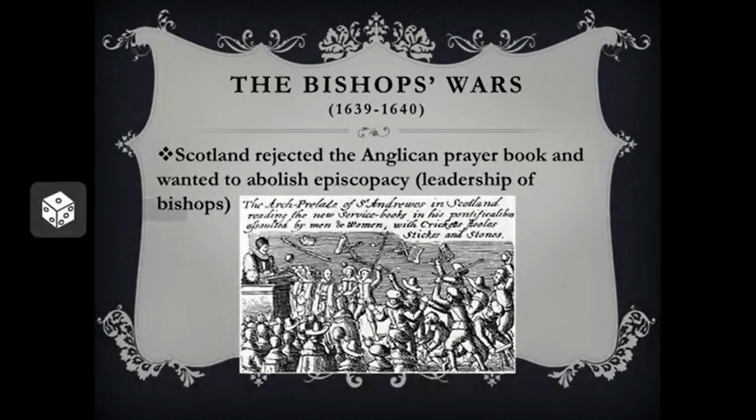And when King Charles hears this, he says, oh, the people of Scotland are in revolt. I need to raise an army. Well, to raise an army, what do you need? Money. And he's already run out of money, so he needs to raise taxes. The only way to raise taxes, according to the Magna Carta, is to call Parliament. Well, he hasn't done that in 11 years.